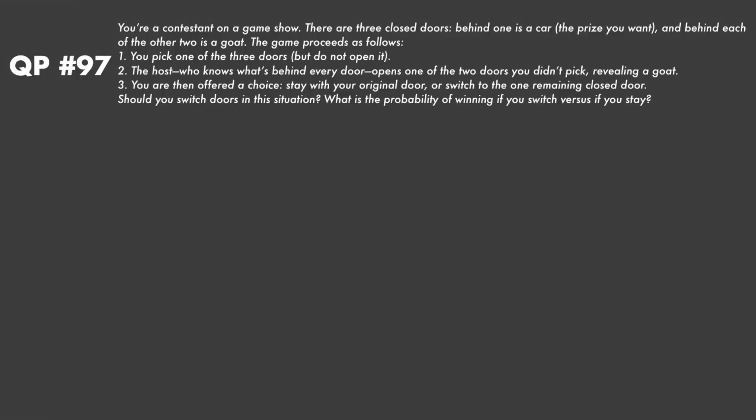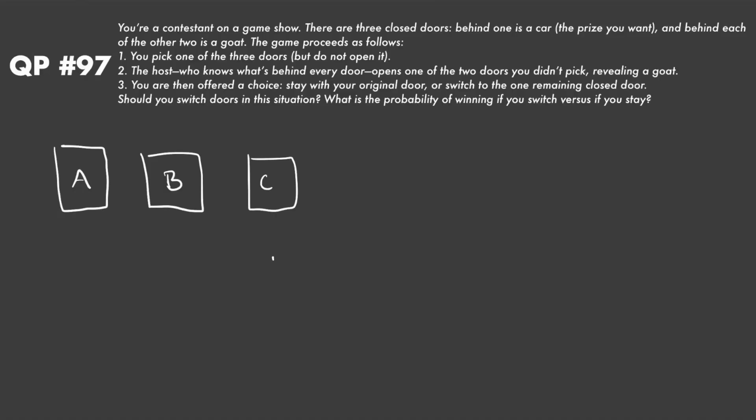Hello everyone, today let's do the Monty Hall problem, quantipus number 97. So you're a contestant on a game show and there are 3 closed doors. Behind one is a car and behind each of the other 2 is a goat. So in the game show what happens is I pick a door, let's just say it's door C.